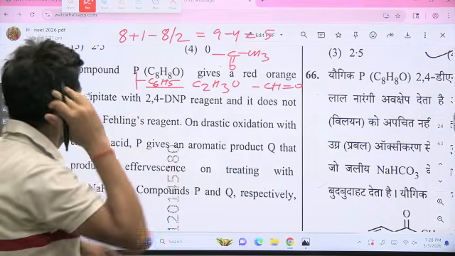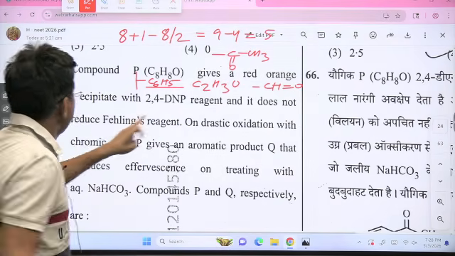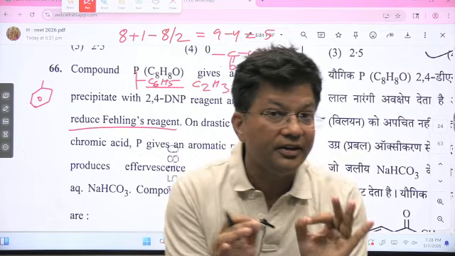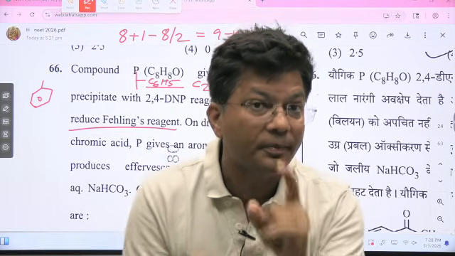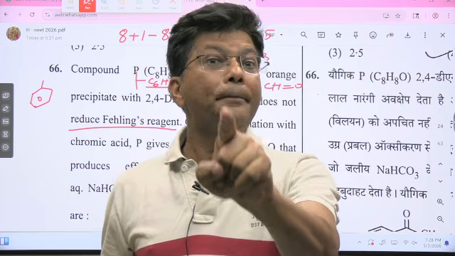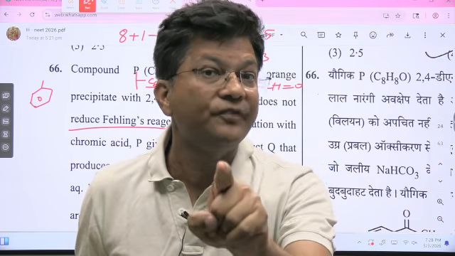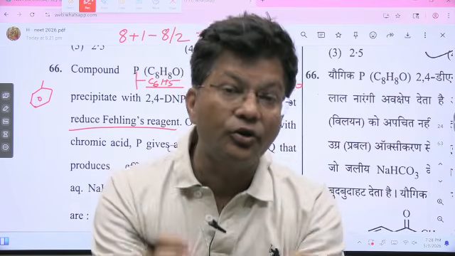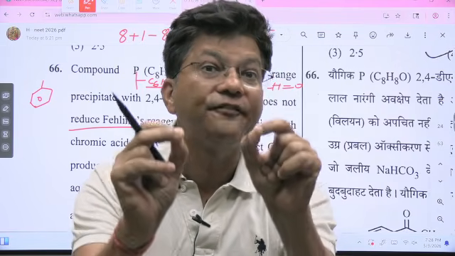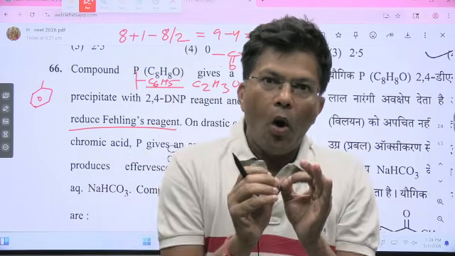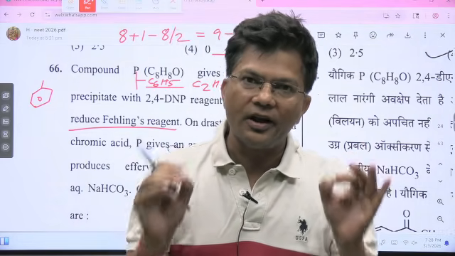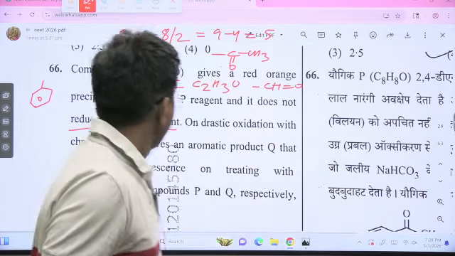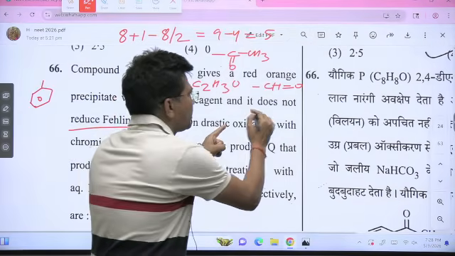Now, my dear students, it does not reduce Fehling's reagent. This is indicating that it is not reducing Fehling's reagent. But remember that aromatic aldehyde, benzaldehyde, is also not going to give Fehling's test. Benzaldehyde gives positive Tollens test, but it does not give Fehling's test. What I'm saying is, all aliphatic aldehydes give positive Tollens test and Fehling's test, but benzaldehyde does not give Fehling's test. So they are saying it does not reduce Fehling's.